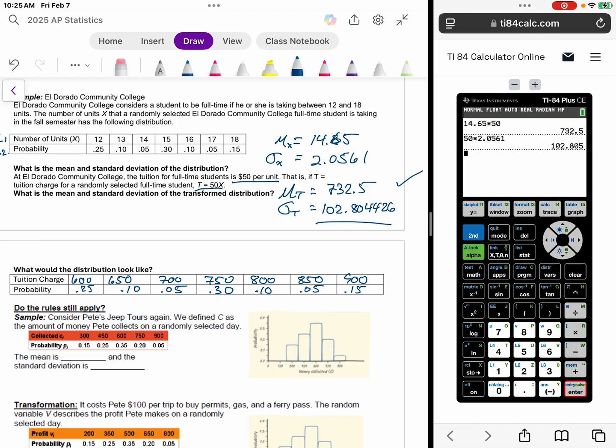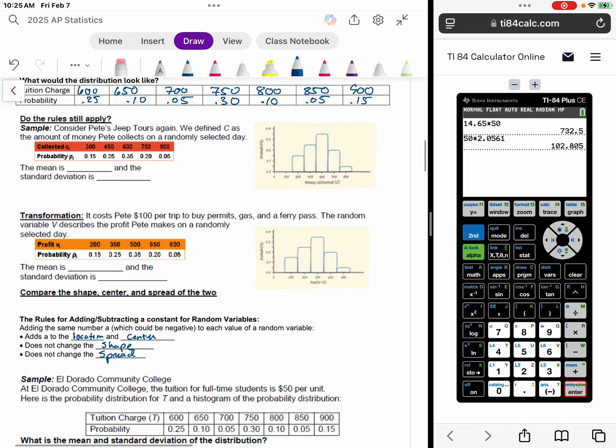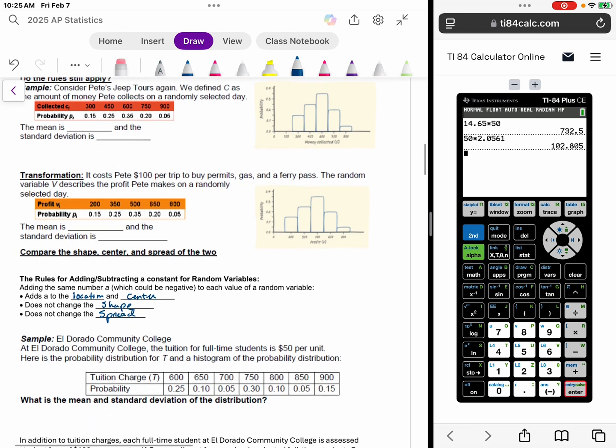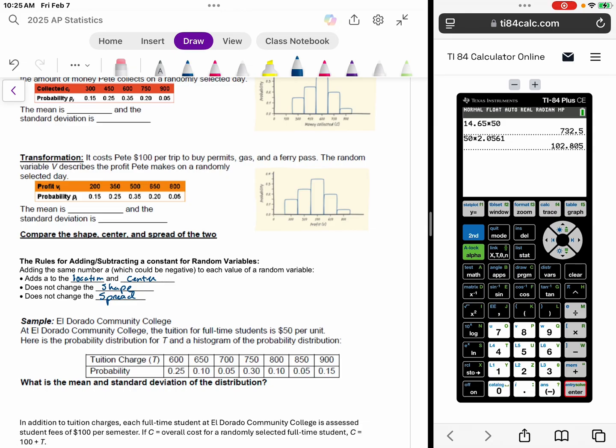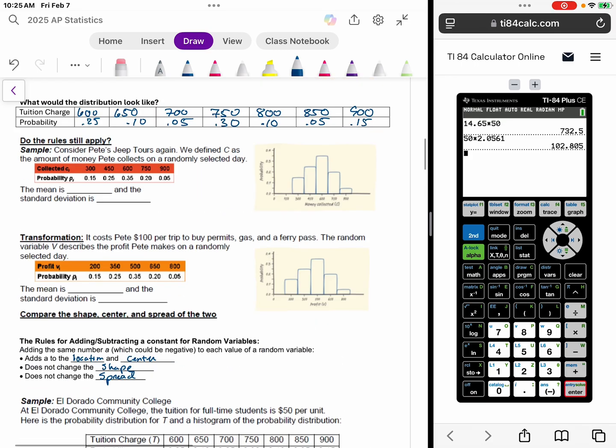So going back, we get to do Pete's stuff for a little bit. Yeah, see, we get to bounce around here. Pete's and then El Dorado. Okay, I guess we already.